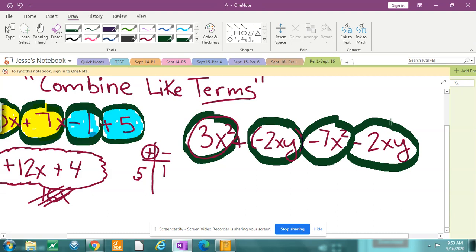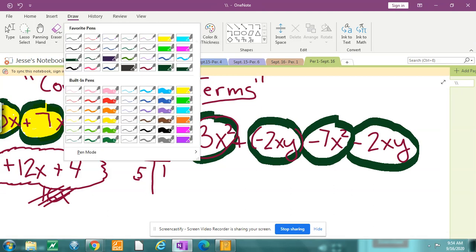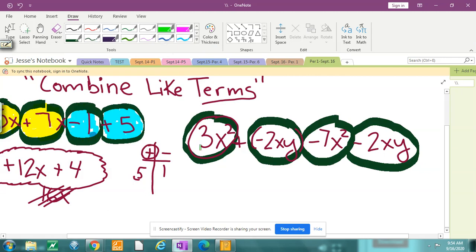All right, so now you have all these. Now you have to combine like terms. So the first one, you've got to combine what? Let's look for it. The 3x squared. Is there another one with an x squared? It's like matching. You've got to match.